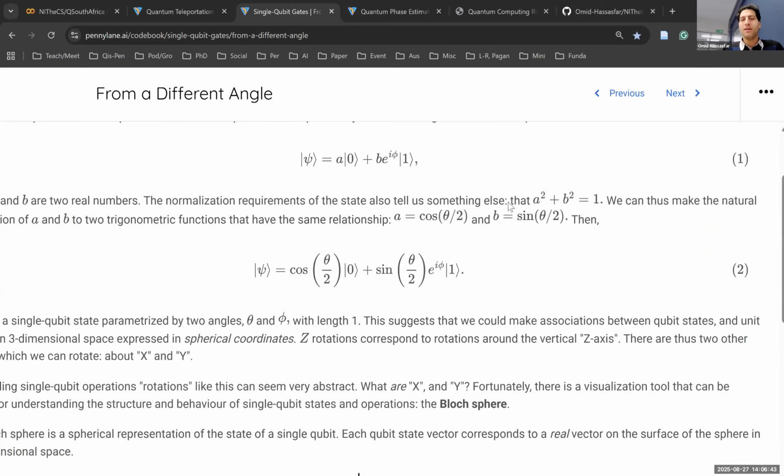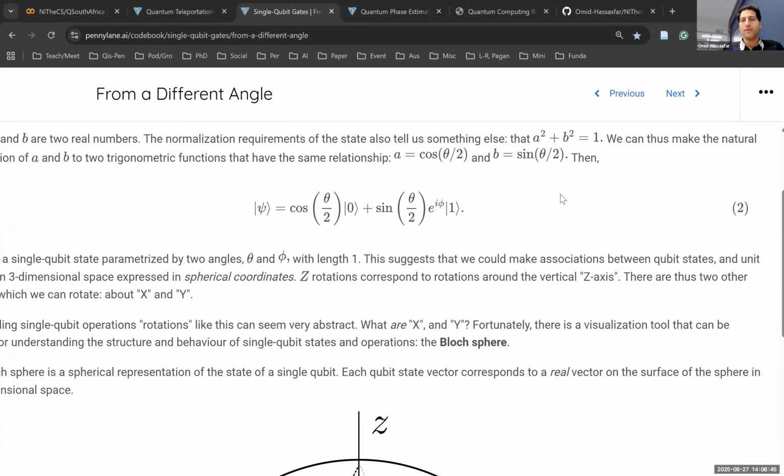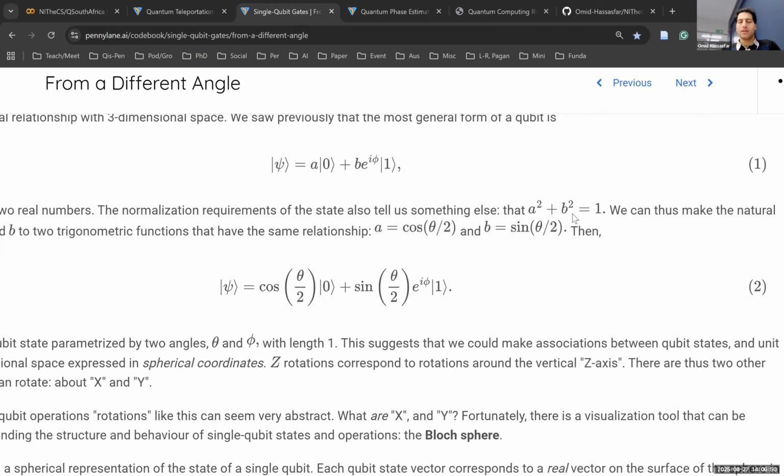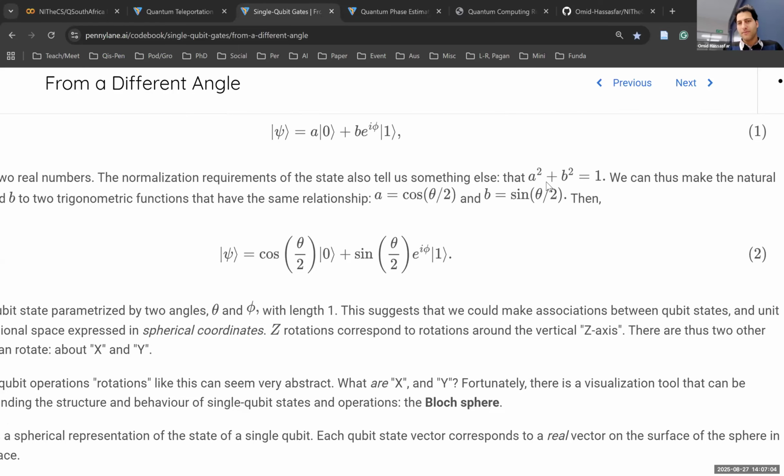Okay. Instead of A and B, we need something to fulfill this identity: A squared plus B squared is equal to 1. Based on the basic trigonometric relation, we can consider A as cosine theta over 2 and B as sine theta over 2. If you just plug this here, can you see my mouse? Yeah. If you plug this here, then you can fulfill this identity.